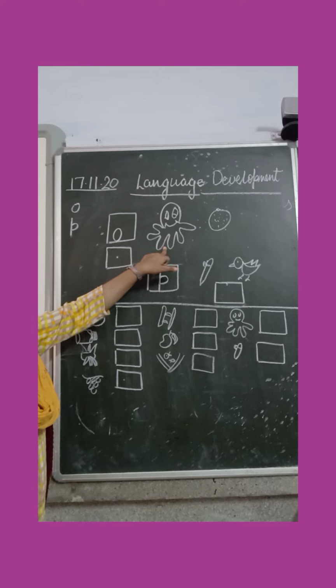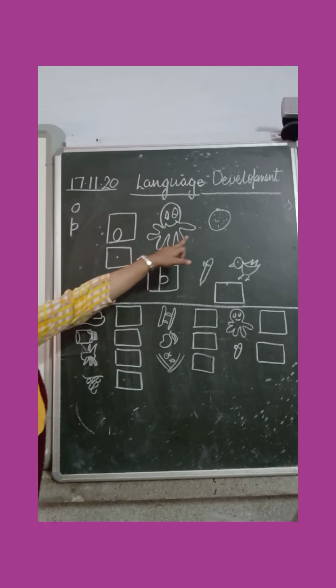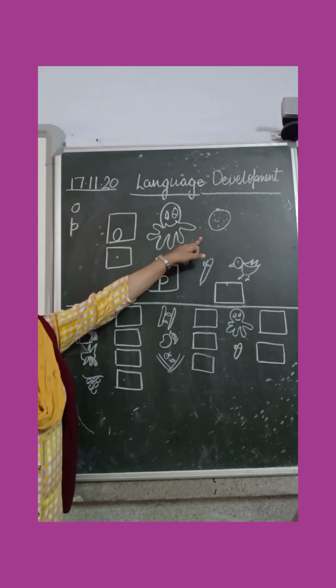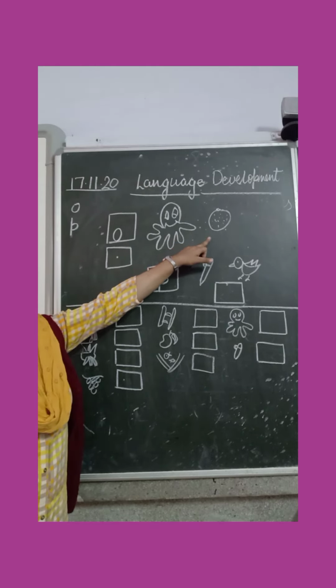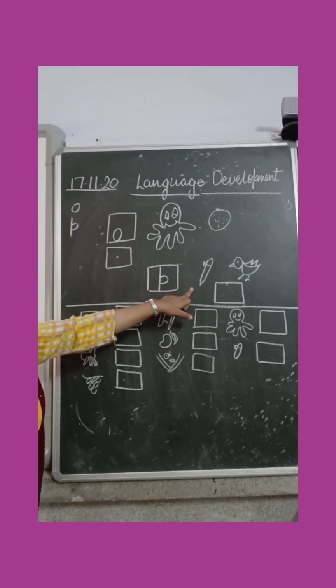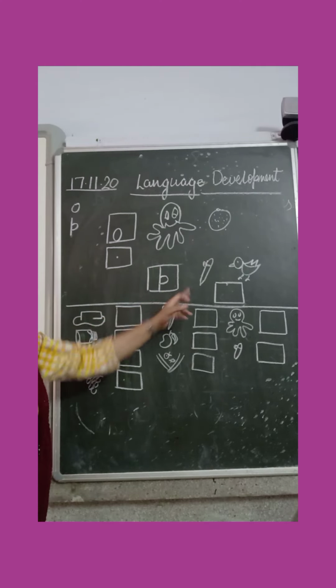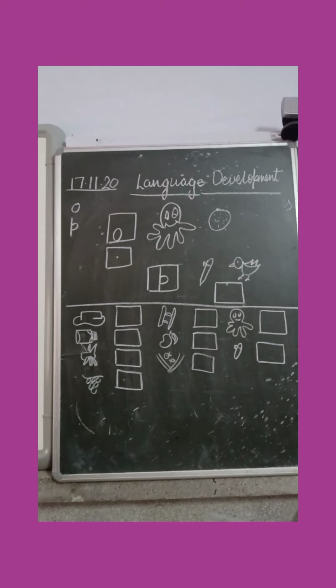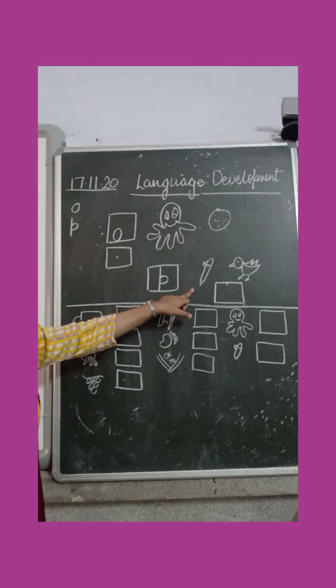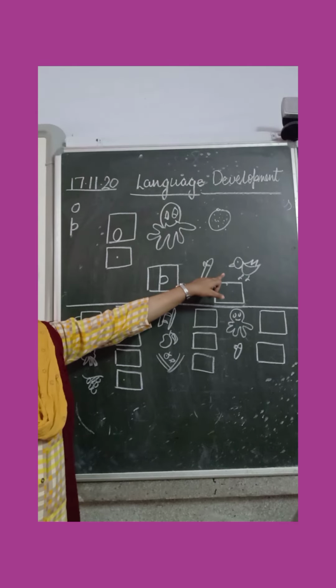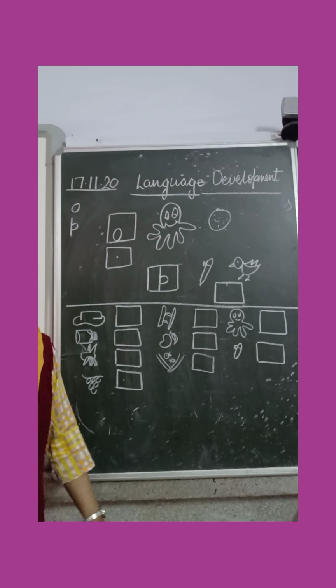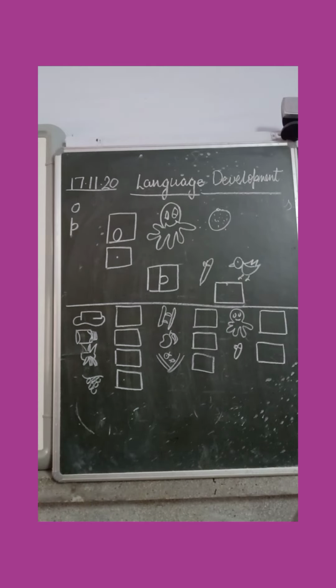So first I'll make you revise the pictures. O, octopus. Say again. O, octopus. O, orange. O, orange. Right? Pa, pen. Say everybody, say with ma'am and say loudly. I can still see some children are not speaking. Say loudly. Pa, pen. Pa, parrot. Peacock. Right?